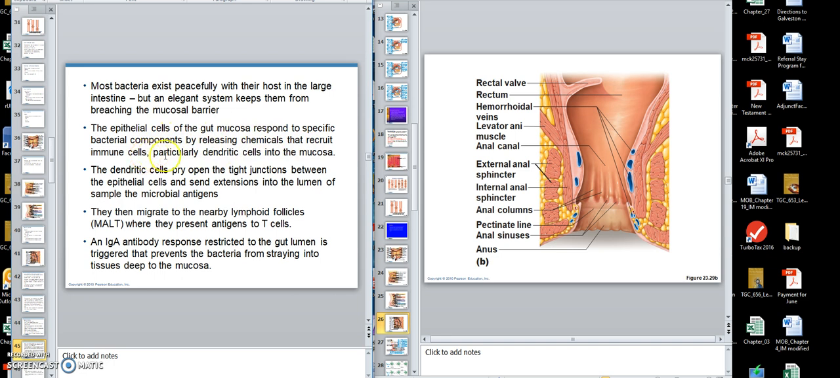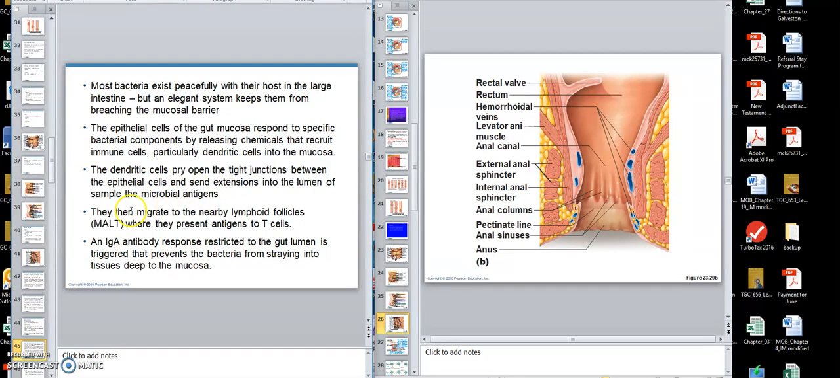See, they particularly recruit dendritic cells. Remember those ones with the fingers? Many of these are antigen-presenting cells, remember? Macrophages, dendritic cells, and some B cells. The dendritic cells pry open the tight junctions between the epithelial cells and send extensions into the lumen. So they send their little processes in to check out the microbial antigen, see what's there.